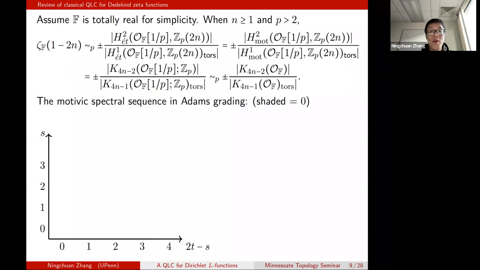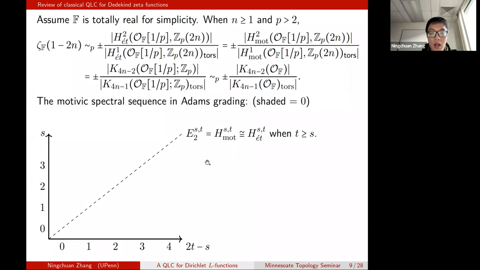And also let me show you a picture of the motivic spectral sequence in Adams grading. Again, when p is odd. So what are the input data? So the first piece of data is this is what we're asking. So we have a line of slope 1, below which motivic cohomology groups agree with étale cohomology groups.